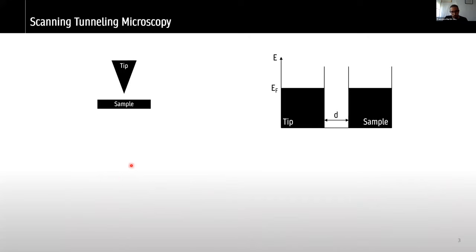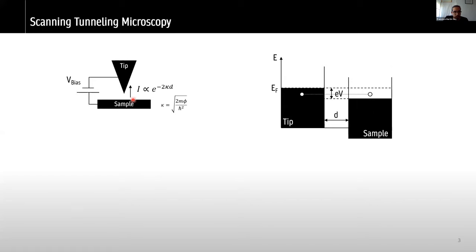Well, just in case there's someone that is not familiar with this technique, broadly speaking, the STM consists of an atomically sharp tip, typically metallic, although superconducting tips can also be used for some purposes, and the conducting sample that we want to probe. If we apply a bias voltage between these two electrodes, when they are close enough, electrons can tunnel from one electrode to the other, and this tunneling current decays exponentially with the tip-sample distance.